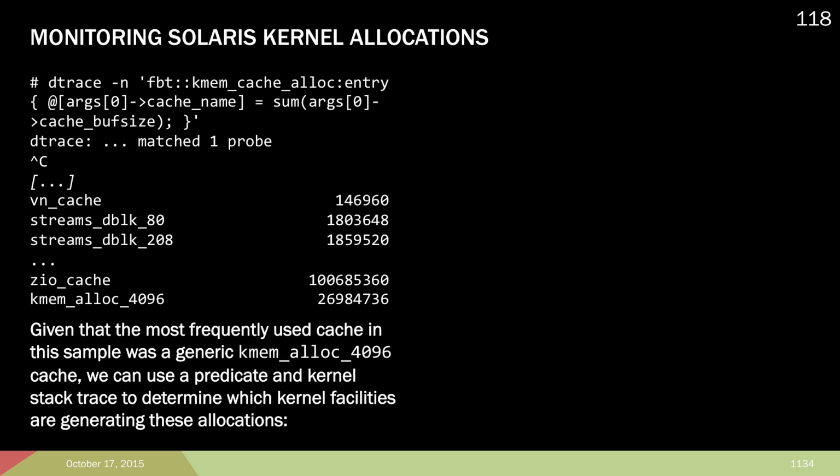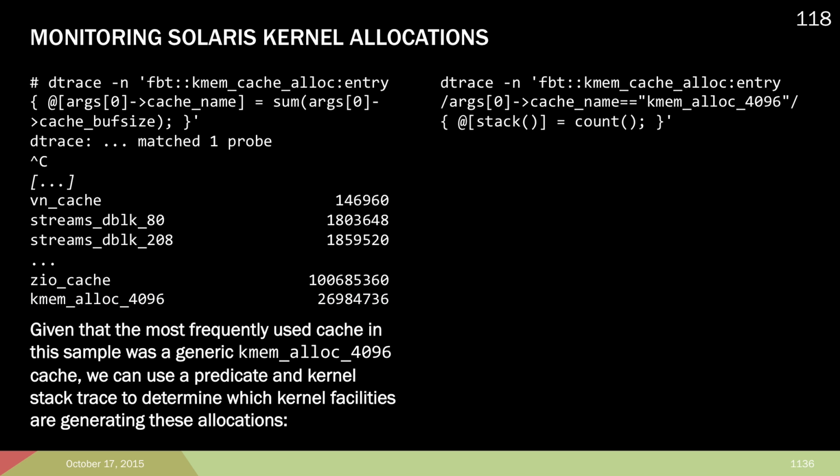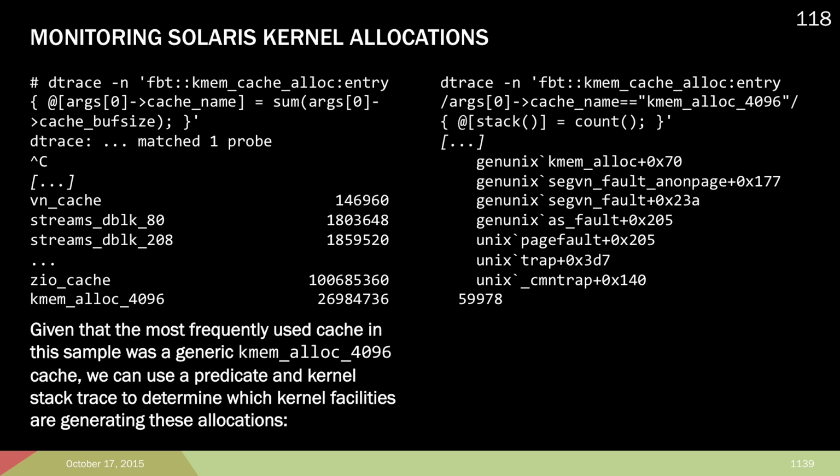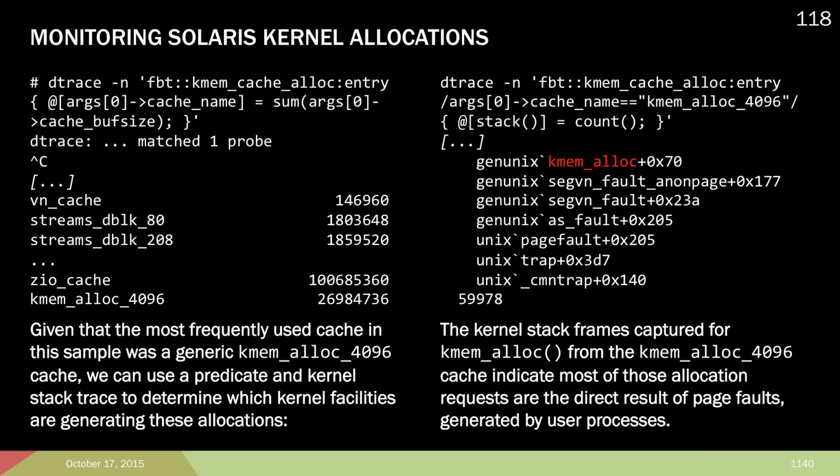Given that the most frequently used cache in this example was a generic kmem_alloc_4096 cache, we can use a predicate and a kernel stack trace to determine which facilities are generating these allocations. The kernel stack frames captured for kmem_alloc from the kmem_alloc_4096 cache indicate most of these allocation requests are the direct result of page faults generated by user processes.